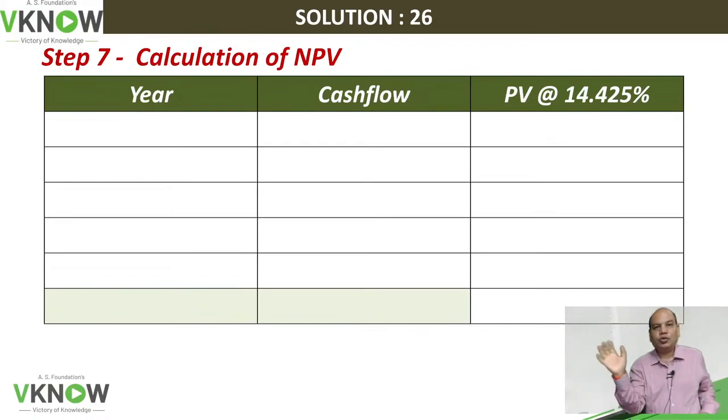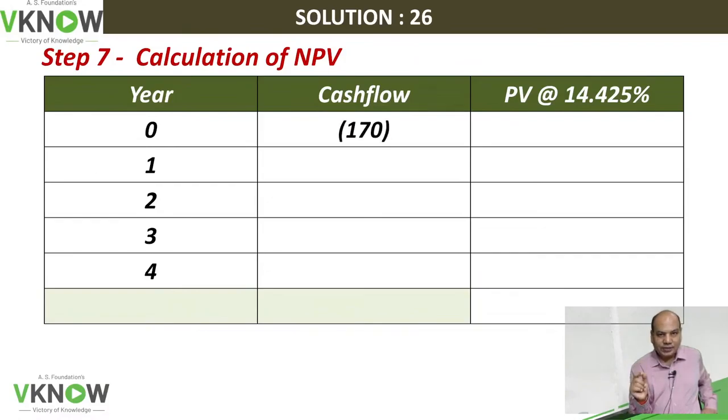At 14.425%. Year 0, 1, 2, 3, 4 given in the question. Year 0, 170 is given. Year 1, 50, 260, 340, 460. All these are given.